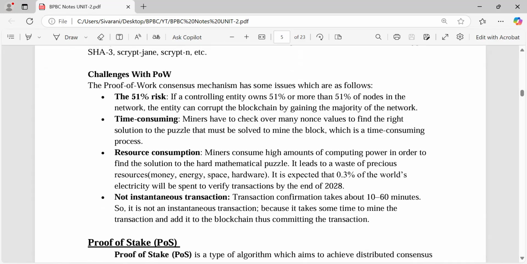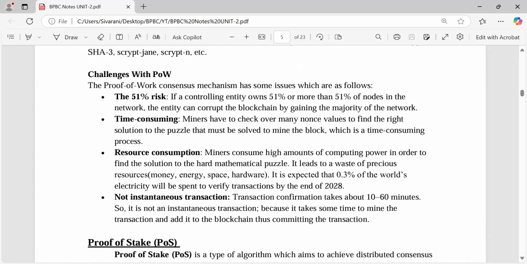What are the challenges facing proof of work? The 51% risk. If a controlling entity owns more than 51% of the nodes in a network, the majority of the network of the blockchain will be corrupted.